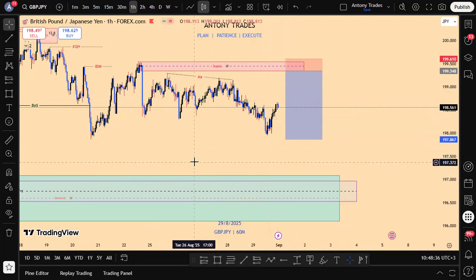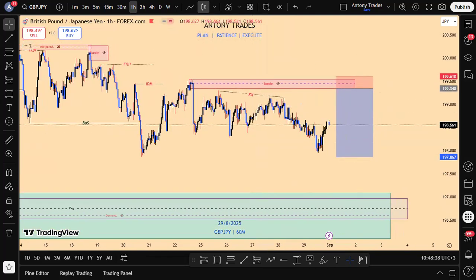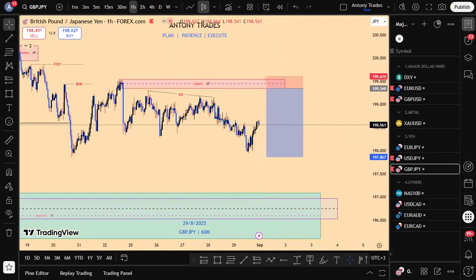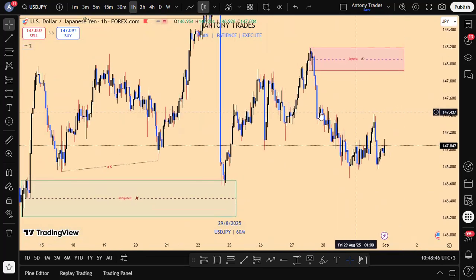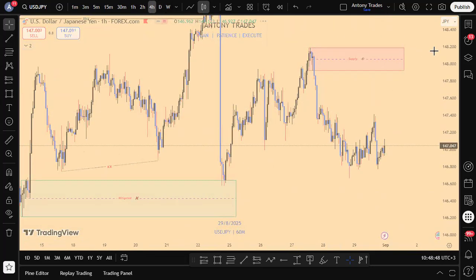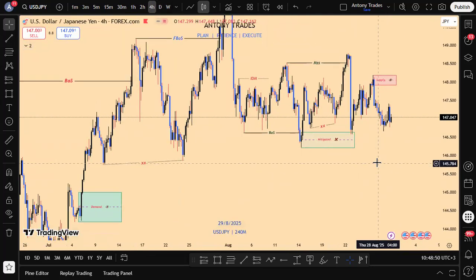Yeah, so that is it that I'm having on GJ. Maybe we can go to the next pair. And the next pair we are going to look at is USDJPY. So starting from the four-hour time frame.